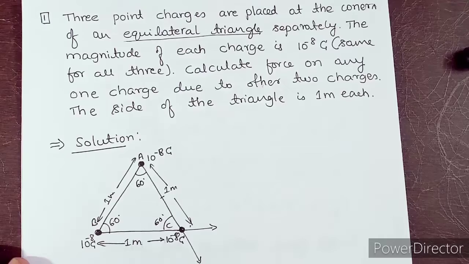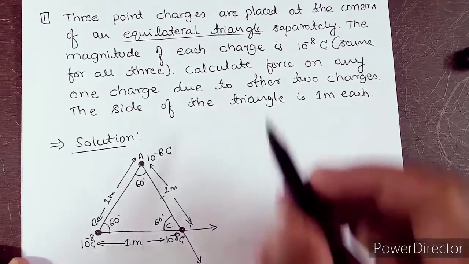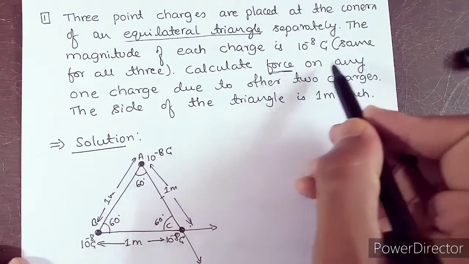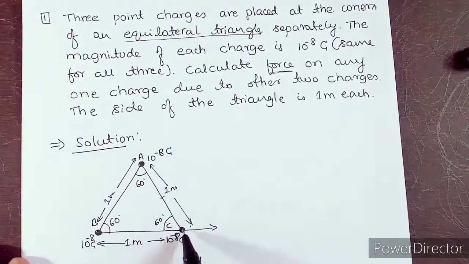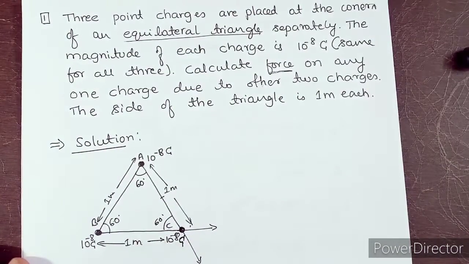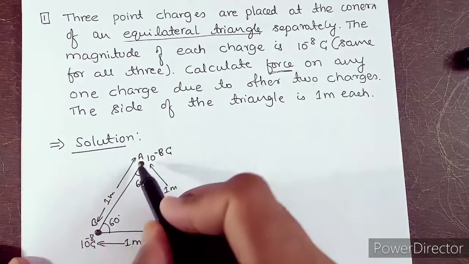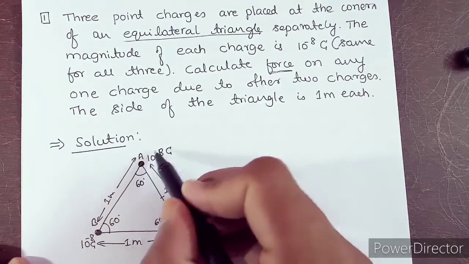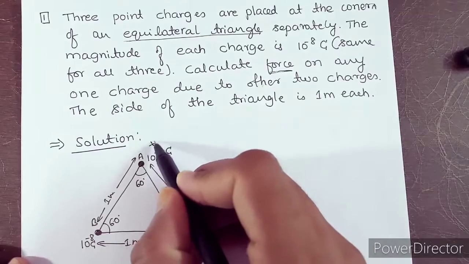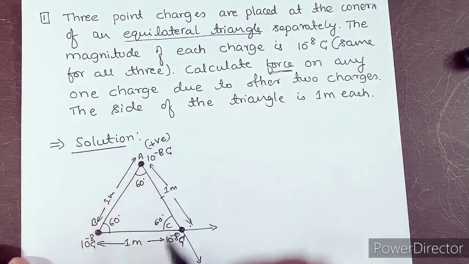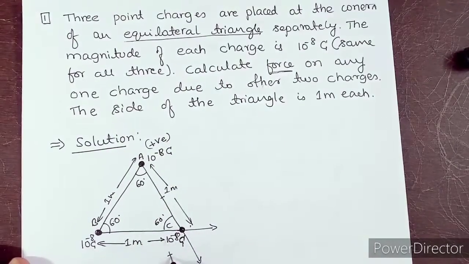So then what we need to find? We need to find the force, calculate the force on any one charge. I am considering this charge present at the vertex C. Now, since this one is a positive charge, 10 to the power minus 8 coulomb is a positive charge, and this is also 10 to the power minus 8 coulomb positive charge.